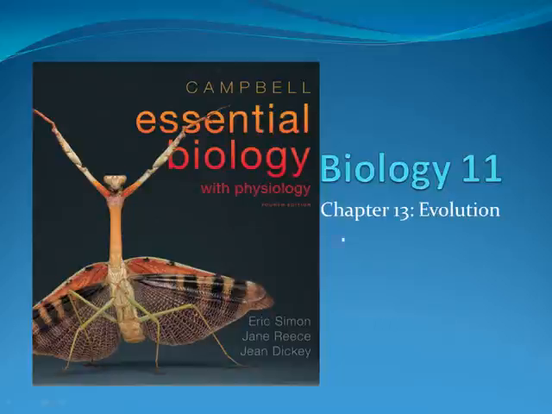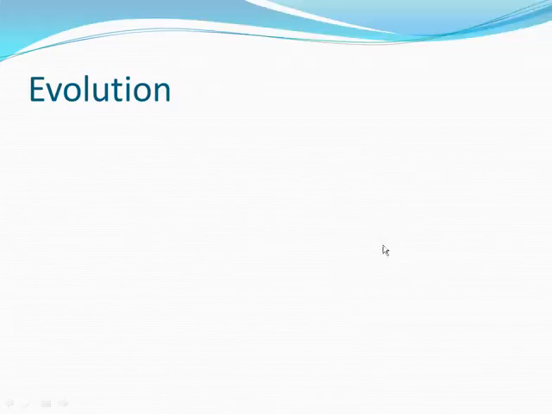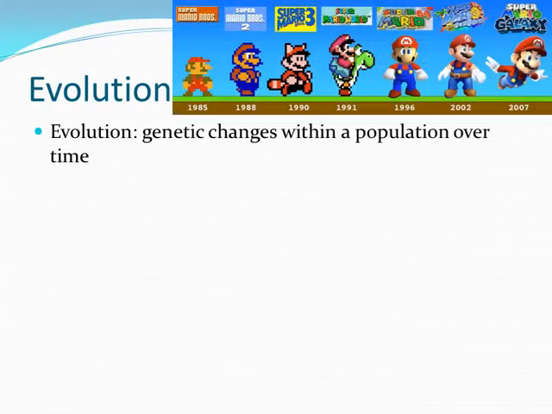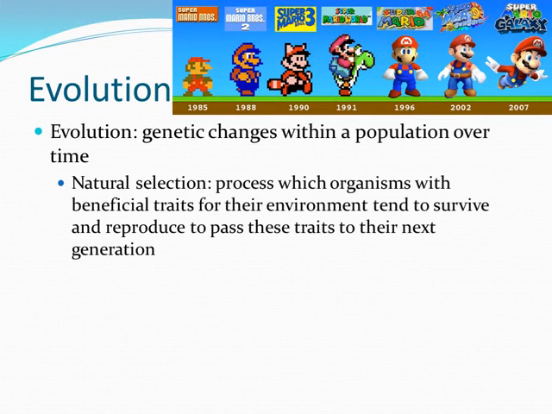Okay, so chapter 13, we're going to go into evolution. And evolution is, remember, the genetic change when we're talking about the population. So it's not about an individual like Mario here undergoing evolution. It's the entire population of that species that undergoes evolution. And evolution is done through this process of natural selection.